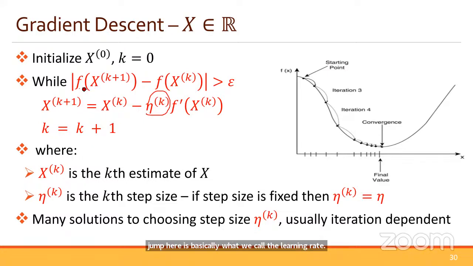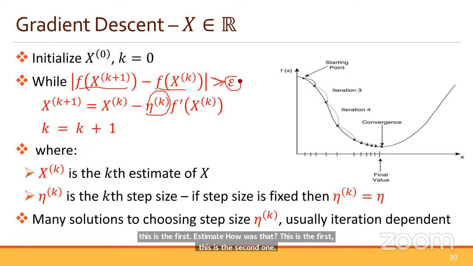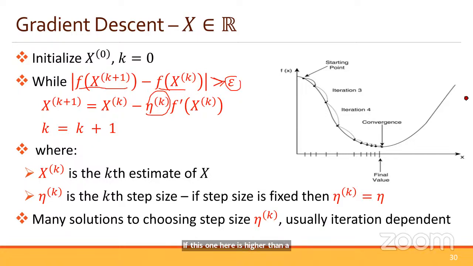So this is the first estimate. This is the second one. If this one here is higher than a certain error, that means it's not acceptable yet. We did not reach the optimum value. So what we're gonna do, the second weight that we are looking for is gonna be equal to the initial estimate, so this is the initial x, minus a certain learning rate multiplied by the derivative.